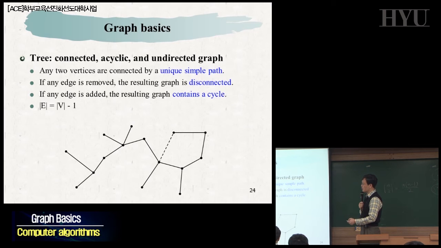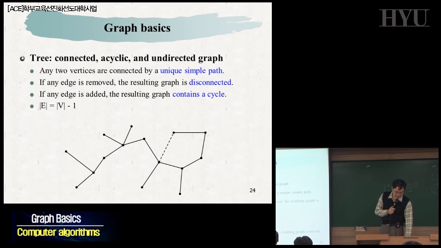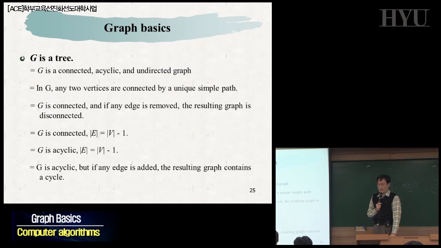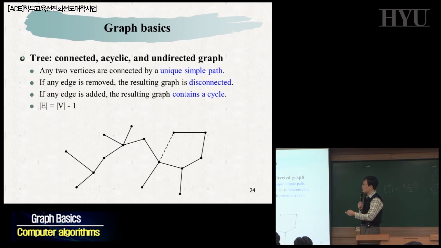And the last one can be proven by induction. So just remember this. The number of edges is 1 less than the number of vertices. And I said this is the definition of a tree, and these 4 things are tree characteristics.